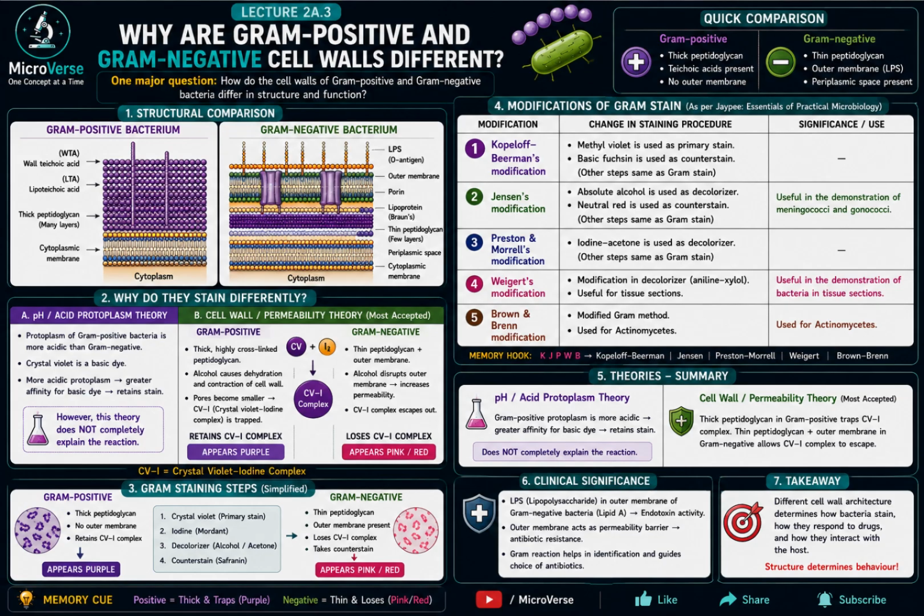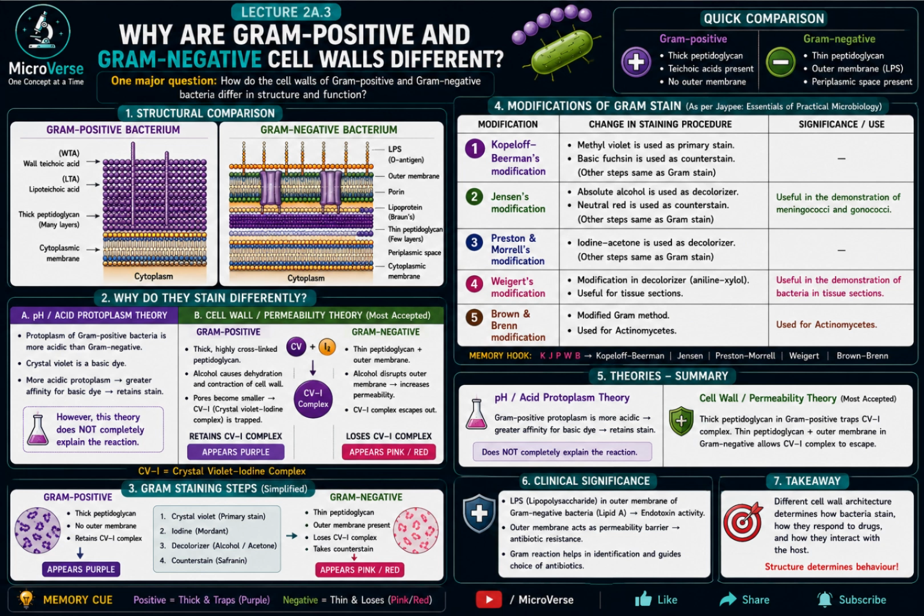So, even before discussing staining, we can already see that these two bacterial groups have very different cell envelope structures. But how does this difference produce the gram reaction? So the important concept is the formation of the crystal violet and iodine complex, or CVI complex. After crystal violet is applied, iodine acts as a mordant and forms a larger complex with the primary stain. Now comes the critical step, which is decolorization. This is the step that determines whether the bacterium remains purple or loses the primary stain.